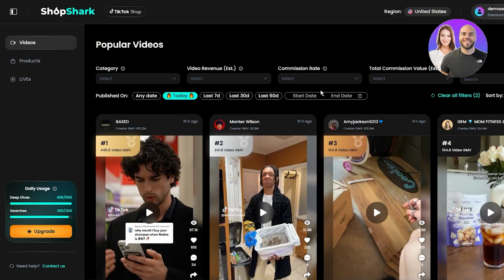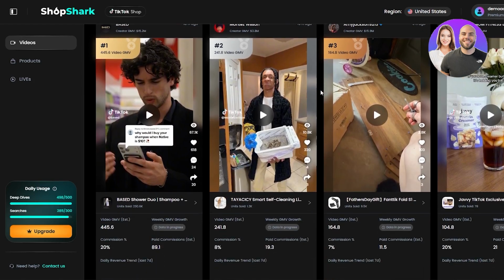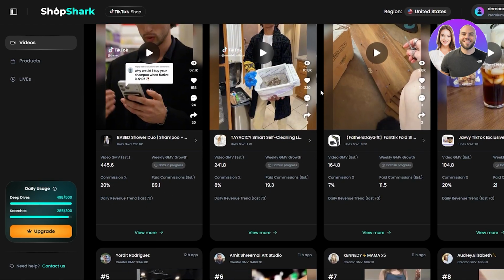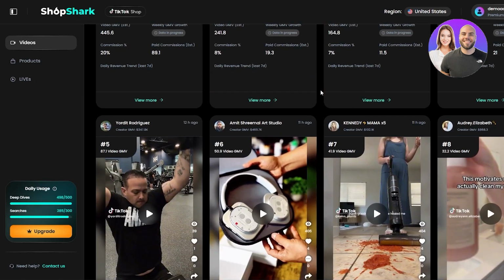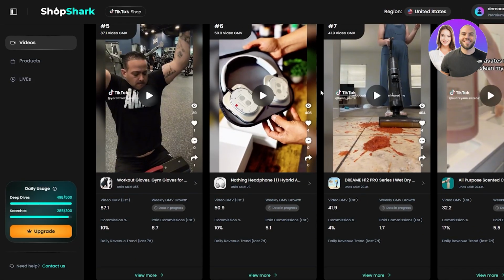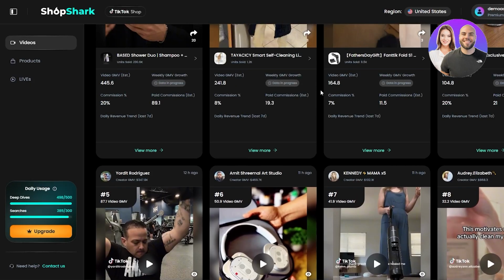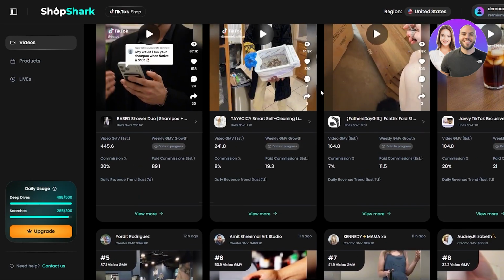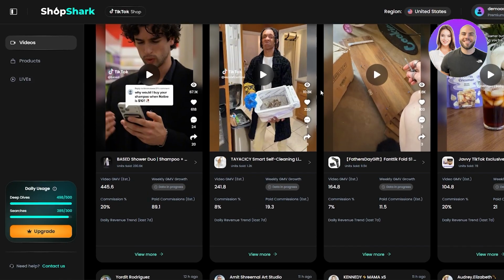So that is basically how you're going to find TikTok Shop trends and viral products using ShopShark. As you can see, using analytics makes product research much smarter compared to randomly guessing trends from your TikTok feed. You can identify momentum earlier, analyze creator activity, and make more informed decisions.